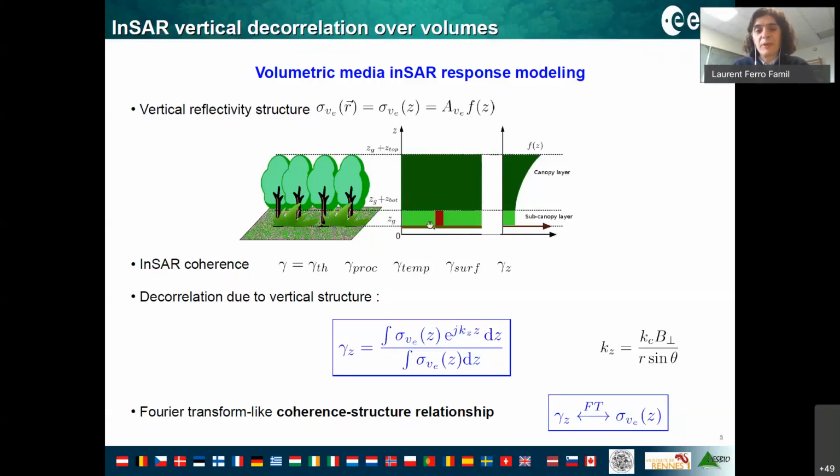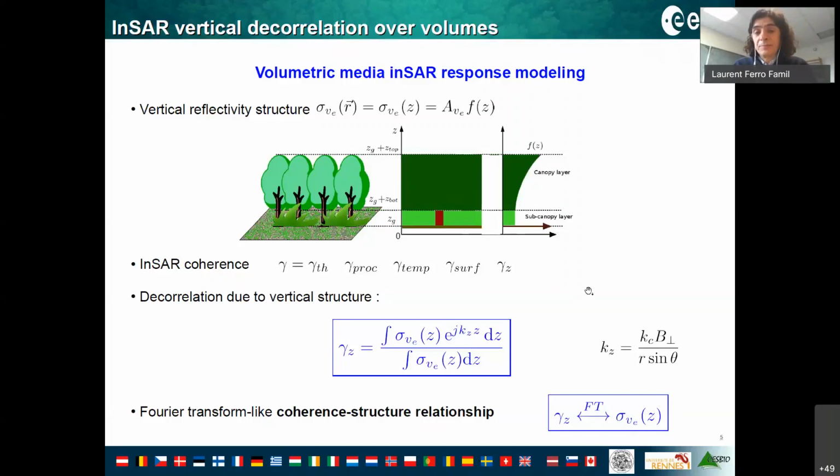We know we will have a response from the ground, a response on the canopy, and in fact, when we look at a volume, we like to consider a volume according to the way it reflects waves as a function of height. This is F(Z), the ultimate objective of tomography reconstruction. This is what we want to estimate. How do we do so?